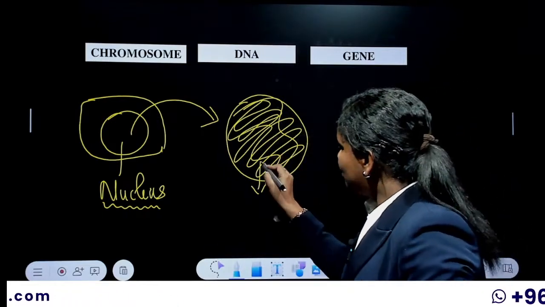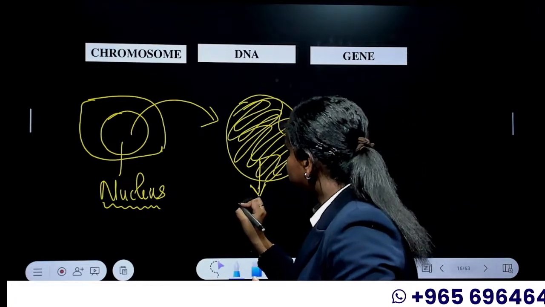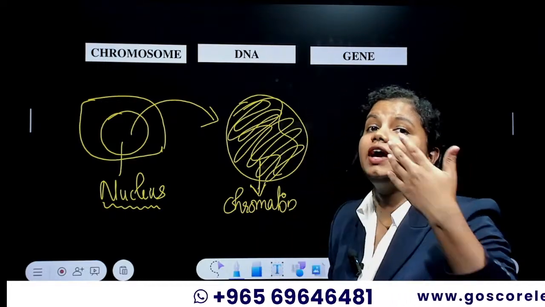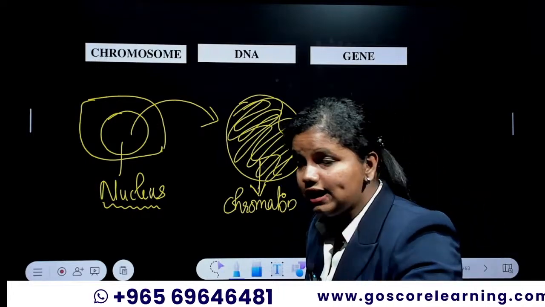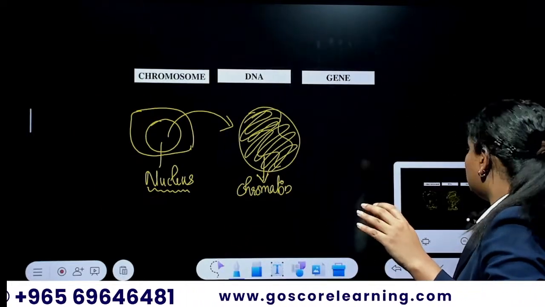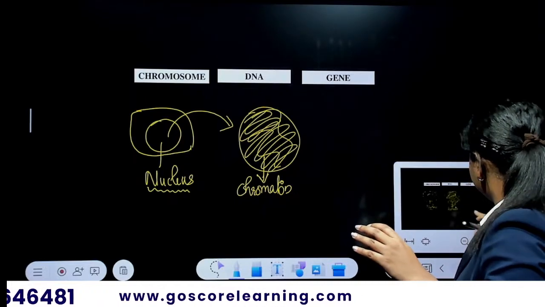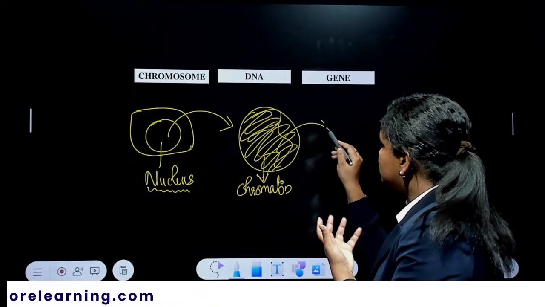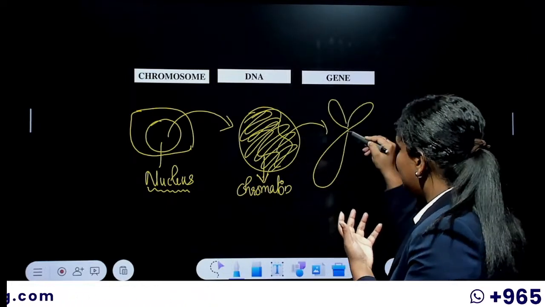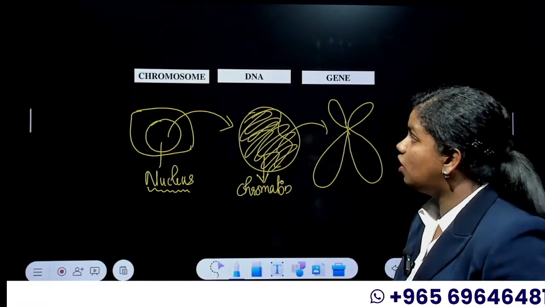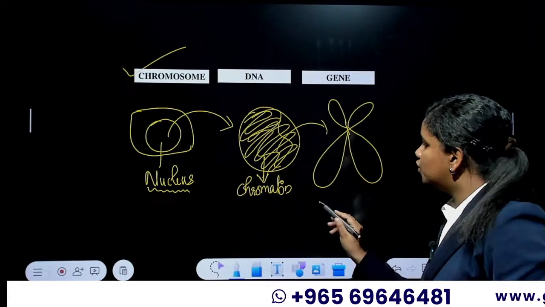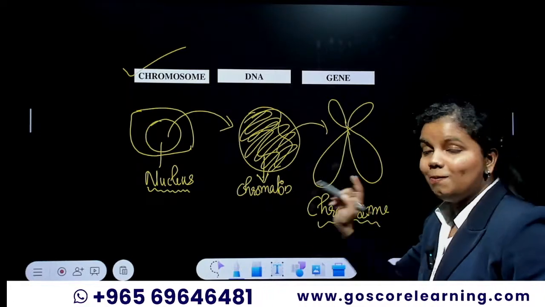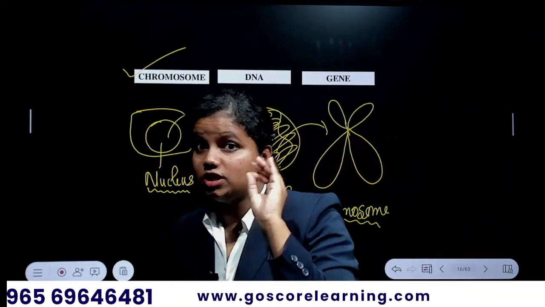Okay. So if you look into the nucleus, this fiber-like structure is called chromatin, or you can call it chromatin fibers. Only during the time of replication of the cell, or only during cell division, you can see that these chromatin fibers get condensed into some sort of X-shaped thing, and this is what you call the chromosome. Keep it in your mind. The condensed form of chromatin fiber is what you call a chromosome.